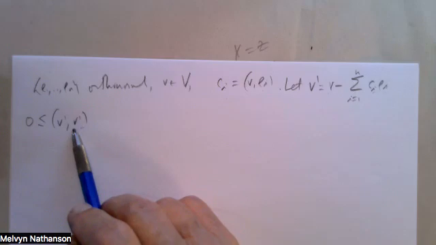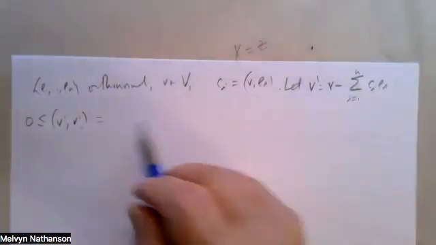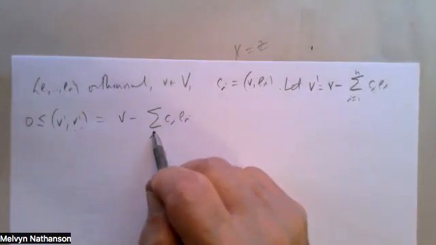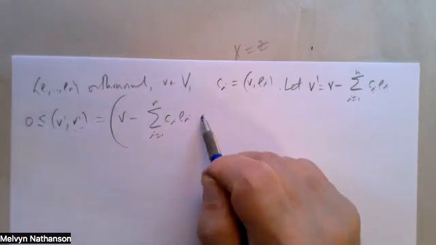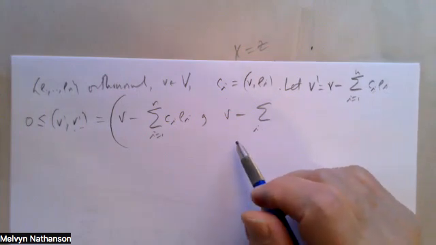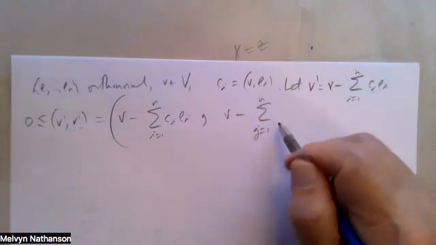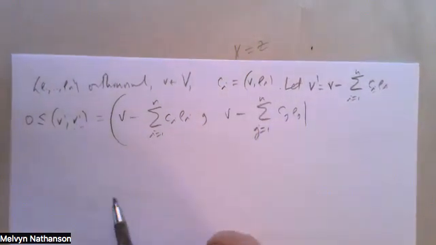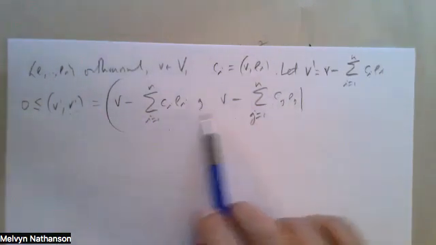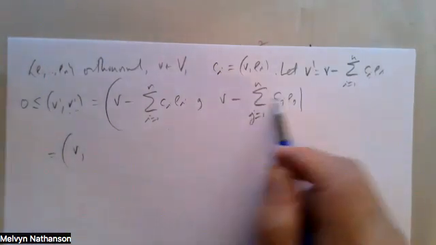So the inner product of v prime with itself: this is v, this is v prime, so it's v minus the summation of ci Ei, i goes from 1 up to n, inner product with the same thing, v minus the summation, let me use a different index here, j goes from 1 up to n, cj Ej. Now I can expand this using bilinearity. This is v inner product with this.